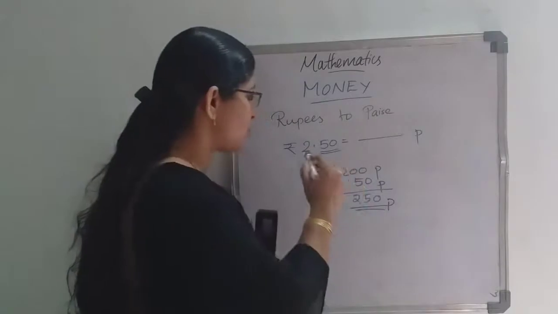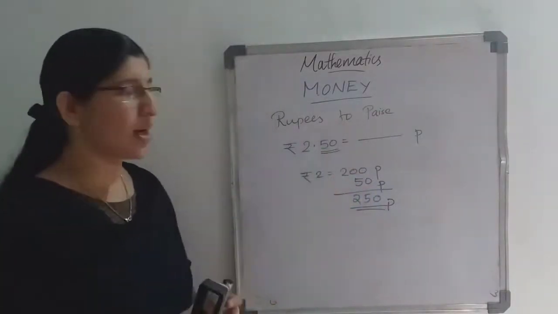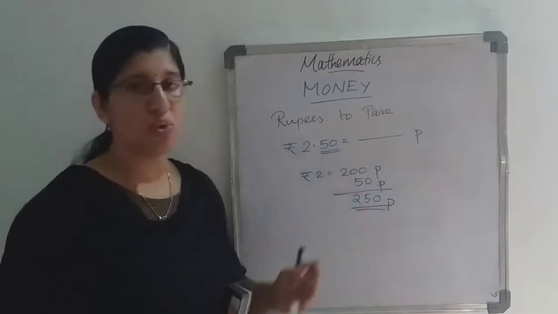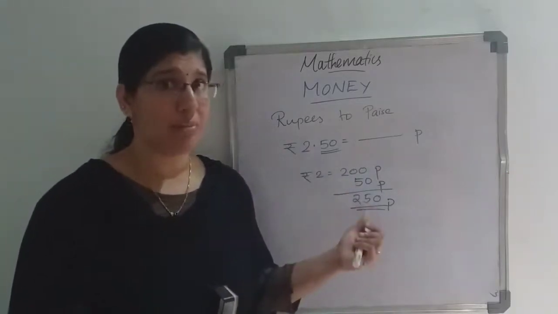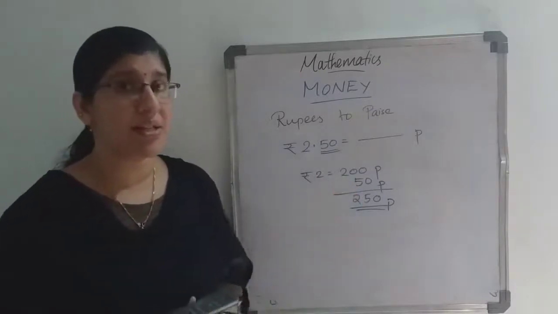How will you get it? 2 rupees means 200 paisa. Then you need to add this 50 paisa along with that. It was 200 plus 50, 250. But this is the normal method. There is an easy method. No need to do it this way. What is the easy method?